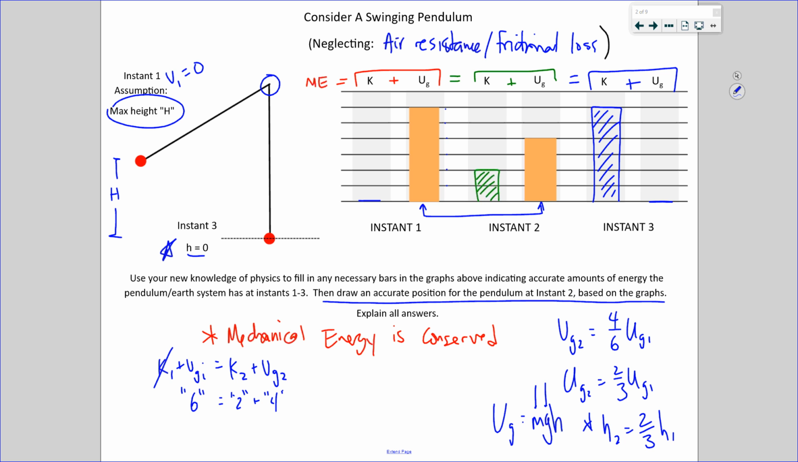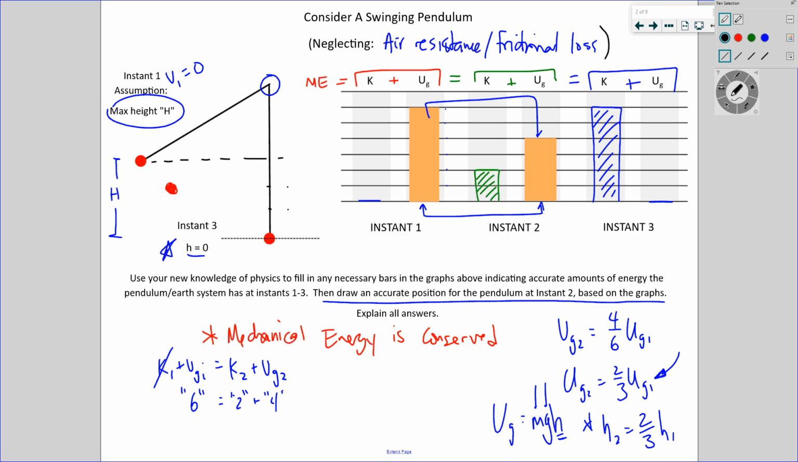Because UG is proportional to height. So if there's 2/3 as much gravitational potential energy, and I'm saying, look, because this was 6 and that's 4, that's 2/3 as much, the height must be 2/3 as high, so watch what we can do. We can pretty accurately, with our use of spatial goodness, break this height into 3 parts, and here's 1/3, 2/3. So it looks like our pendulum is about this high up, right?